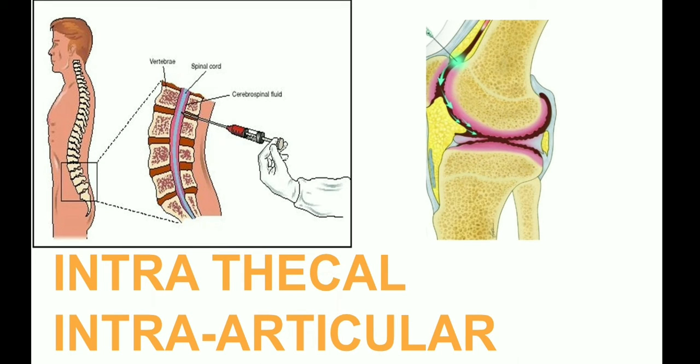You can see here in the first picture, intrathecal, where the drug is given into the spinal cord, and the next picture is of intra-articular. The injection is given into the joints. Next we'll study about it.